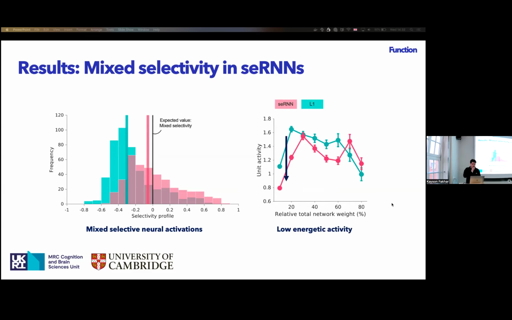And so we wanted to look at the energy activity in these neurons. What we found is that in the SERNNs, if you do try to minimize their communicability, there is less activity on those neurons. So they generally are just less active. There are some core hypotheses about mixed selectivity linking to energy efficiency that we're more interested in investigating a little bit more. But this is just an investigation into the idea of mixed selectivity.